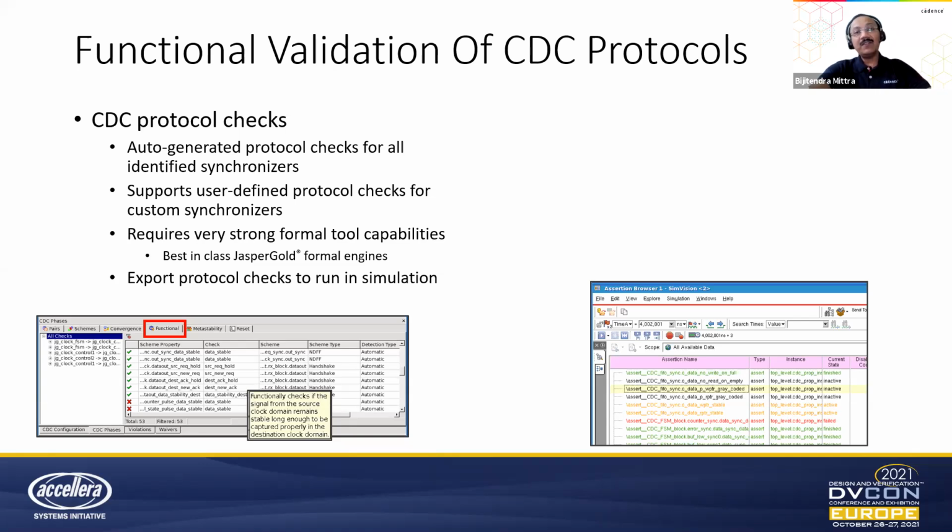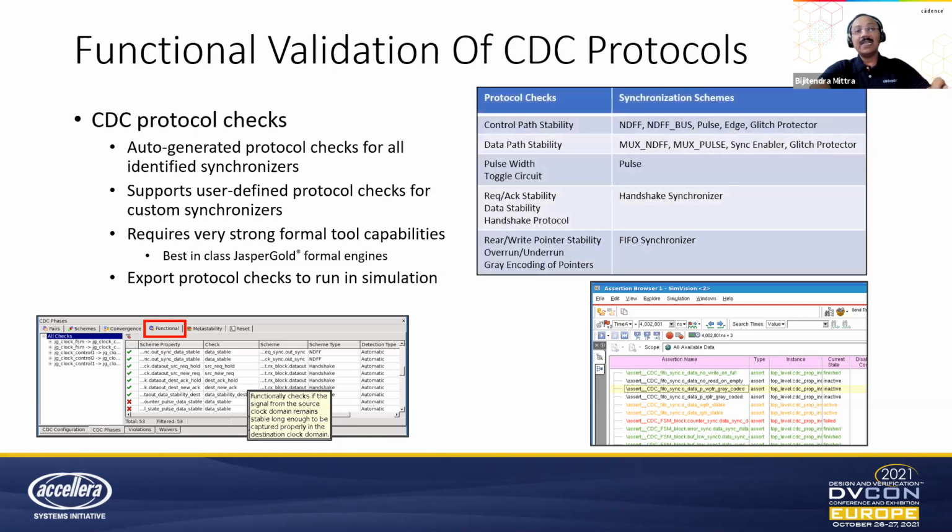So typically we have seen people running these protocol checks in simulation because of lack of formal capabilities in their tool. But with JasperGold, because of its best-in-class formal engines, you are guaranteed a much better proof convergence. And just as we have seen for constraint validation, even for CDC protocol checks, you can export these auto-generated checks and run them in simulation.